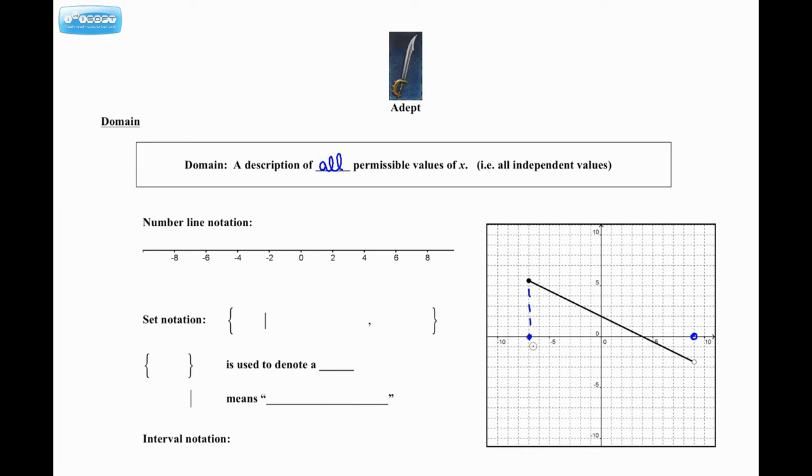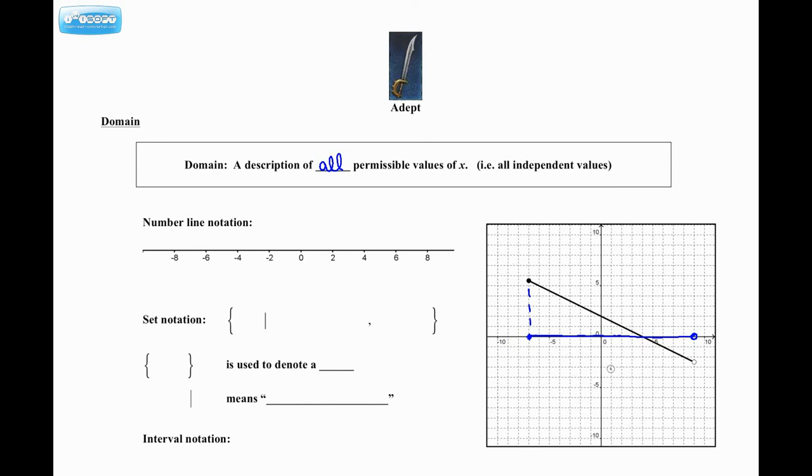Okay? So we have all values in between. Okay? So all of those x values are permissible. So those are the only x values in the domain of this relation. Okay? X equals -9. That's way out here. Okay? The graph stops there. So -9 as an x value is not in the domain.